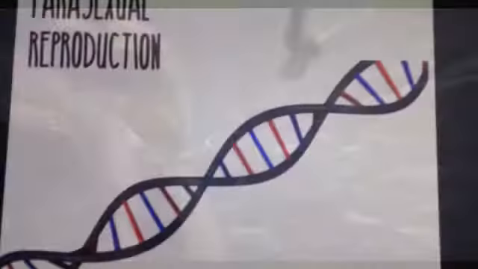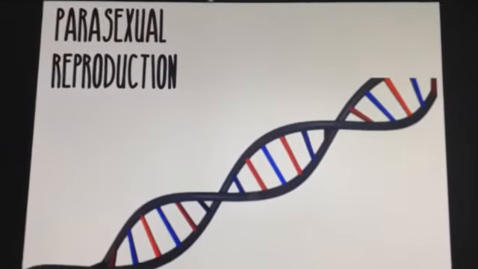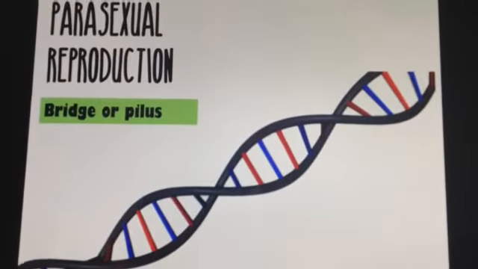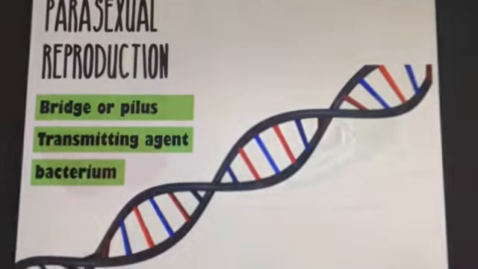Sexual reproduction involves the fertilization of two different cells, the sperm and the egg. The main advantage of this type of reproduction is that the new individual arises from the combination of the genetic material of both cells. In parasexual reproduction, DNA is carried by a bridge, a transmitted agent, or bacterium.